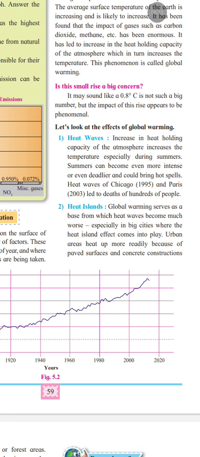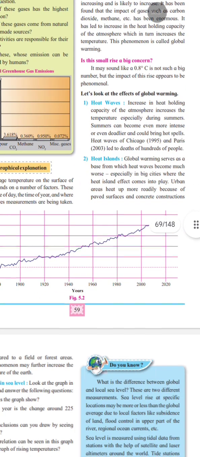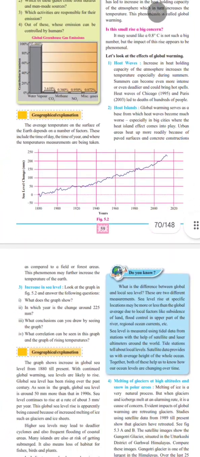Now, let's look at the effect of global warming. Before we begin with that, see figure 5.2. Look at the graph in figure 5.2 and answer the following questions. So look at the figure. First question is, what does the graph show? The graph shows a continuous rise in global sea level from 1880 to 2018.